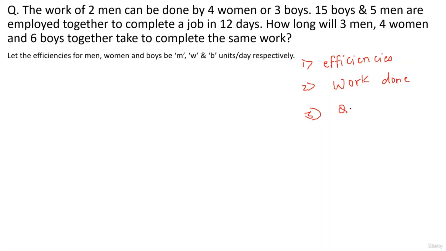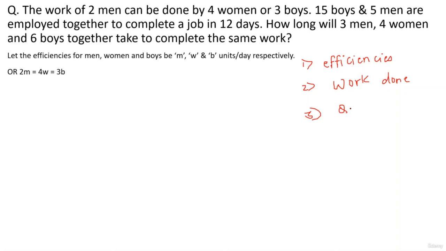We say that let the efficiencies be M, W, and B, okay, units per day respectively for men, women, and boys. Okay. Now, in all these questions, whatever they are saying in the form of a statement, let's convert everything in the form of equations. Okay. So the work of 2 men can be done by 4 women or 3 boys. Okay. If the efficiency of each man is M, 2 men will be 2 into M, right? Similarly, for 4 women, it will be 4 into W, and for 3 boys, it will be 3 into B.